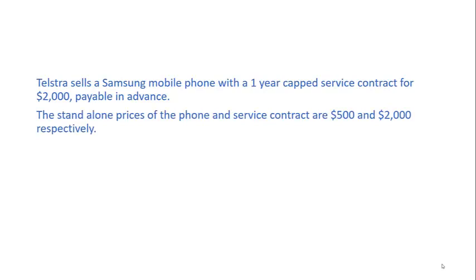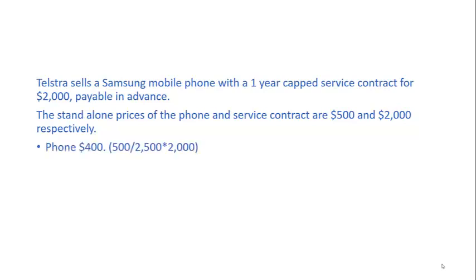Now, if this was the equivalent of the standalone prices for the phone and the service, you'd simply allocate on the basis of the standalone prices. However, in this particular case, the standalone price for the phone is $500. The standalone price for the service contract is $2,000, $2,500 in total. So the total revenue is less than the standalone price for the combined products. So we have to have some basis for allocating it.